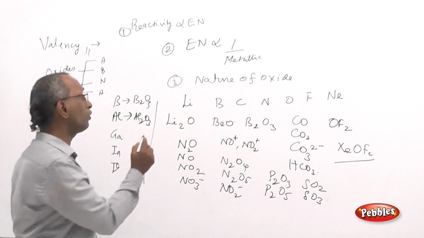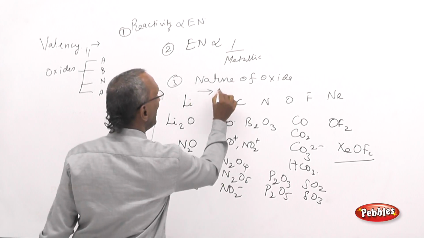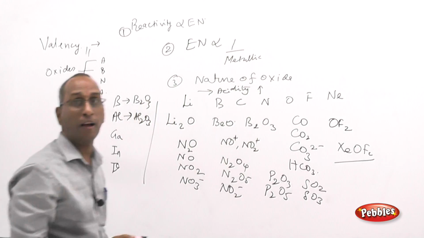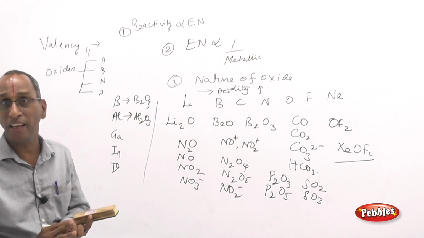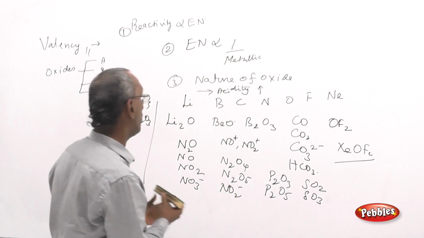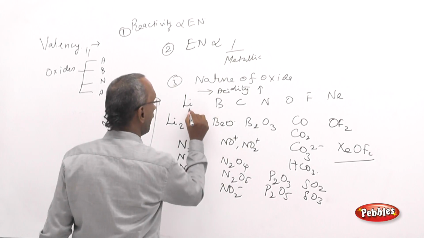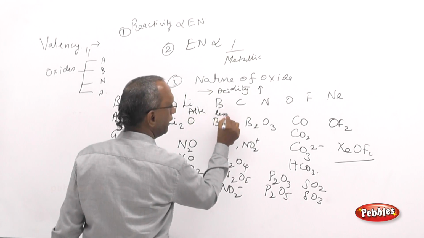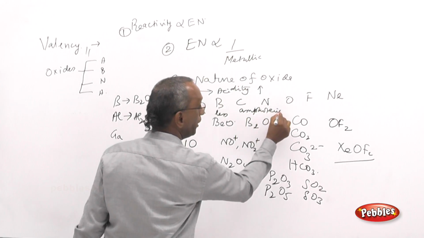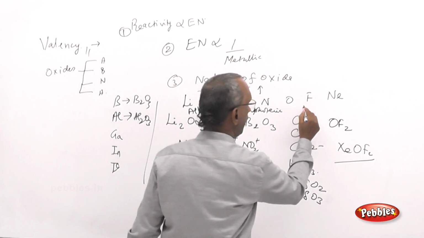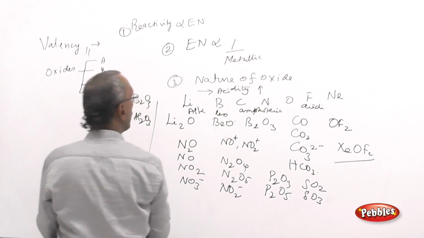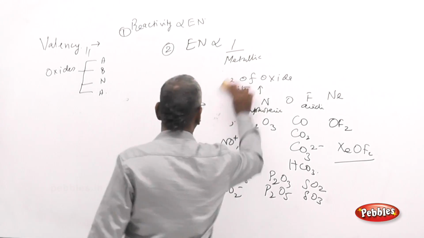But from left to right, acidity increases. Right to left, alkalinity increases. Acidity and alkalinity are opposite terms. So as acidity increases, it goes from highly alkaline, to less alkaline, to amphoteric or neutral, to acidic oxides. We will see once again, recalling the concepts of different types of oxides.